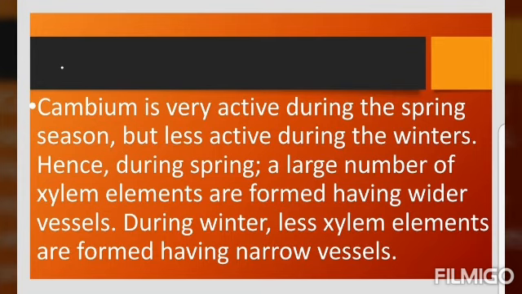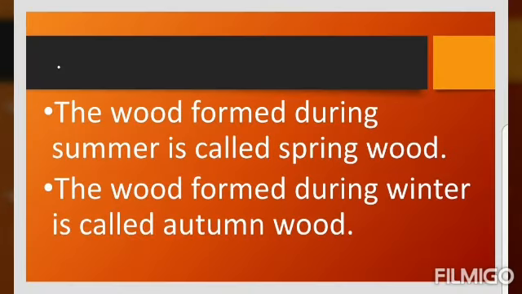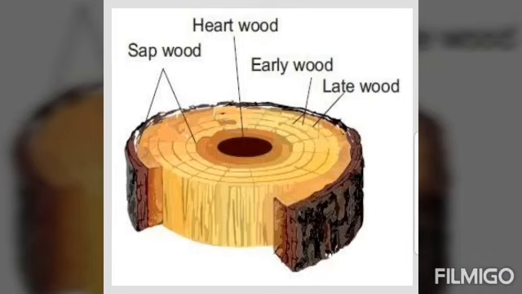In winter, the cambium is less active and forms fewer xylem elements that have narrow vessels, and this wood is called the autumn wood or late wood. The spring wood is lighter in color and has a lower density, whereas the autumn wood is darker and has a higher density. The two kinds of woods that appear as alternate concentric rings constitute an annual ring. Annual rings seen in a cut stem give an estimate of the age of the tree.